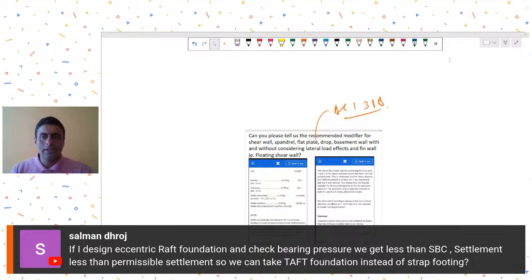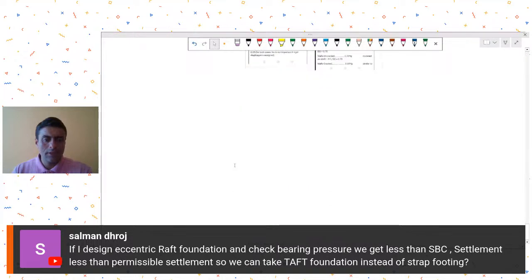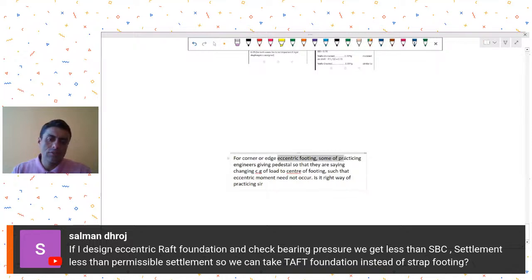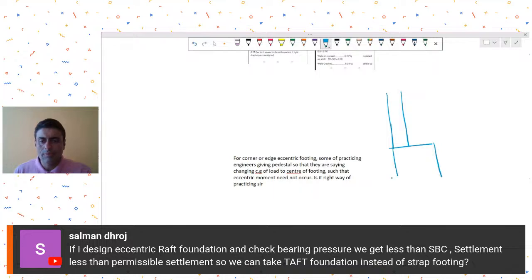Okay, Mr. Dinesh is adding another question. He's saying, for corner or edge eccentric footings, some of the practicing engineers are giving a pedestal so that they are saying it changes the CG of load. See, the mathematics does not get solved. What he's saying is that some engineers do it like this in sectional view.